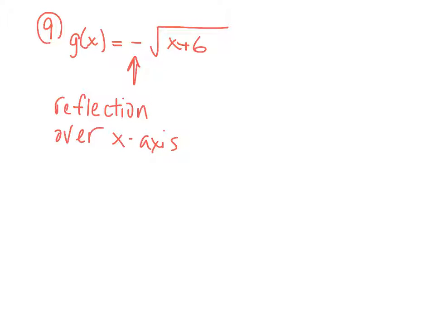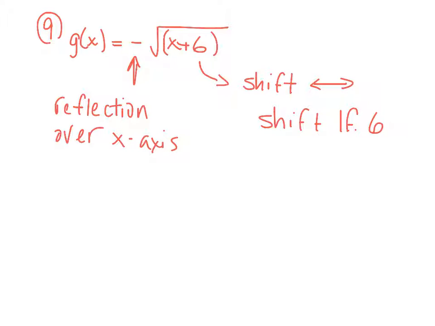And then this x plus 6 really is kind of like it's in parentheses because it's underneath the square root. So when something's in parentheses, that's a shift, and that's a shift left or right. Okay, and if you remember, it's a shift in the opposite direction of the sign. So in this case, we have a shift left 6 units. Okay, so we're shifting left 6 units. We're reflecting over the x-axis, choice 3.